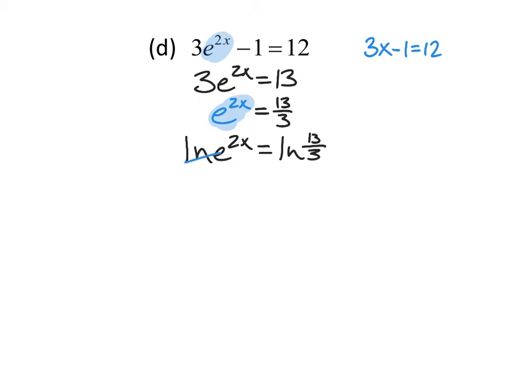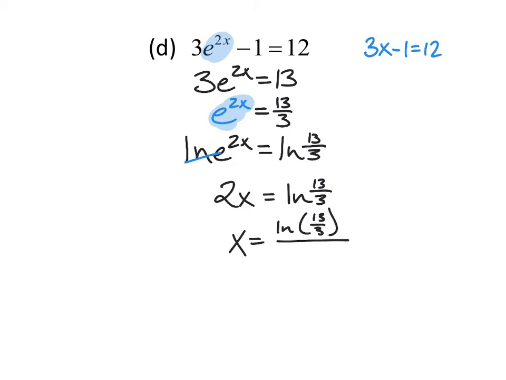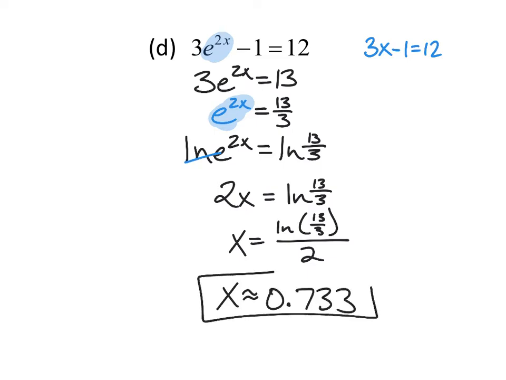The identity property allows me to know that this is really just 2x equal to the natural log of 13 divided by 3. If we quickly solve for x, we're going to have the natural log of 13 divided by 3, all divided by 2. When you throw it in a calculator, you'd get approximately 0.733. Check your answer by storing that value in the calculator for some letter and plugging it back in.